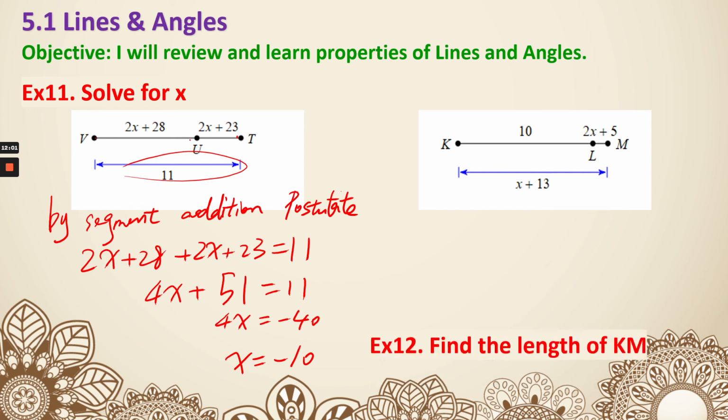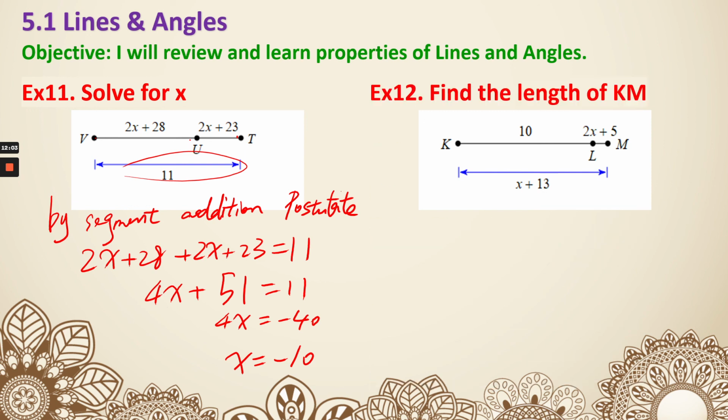Again, we are not done. The question is asking you to find the length of KM. So now I need to put it back into KM, which is the whole thing. So x plus 13, which is KM, that is equal to negative 2 plus 13.